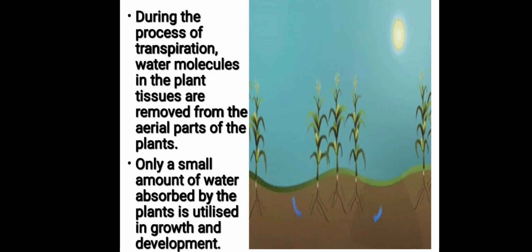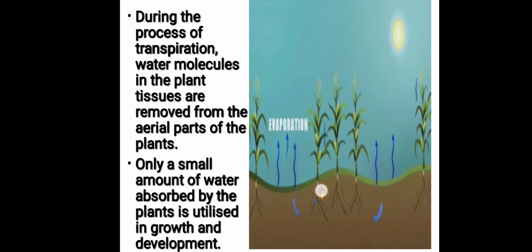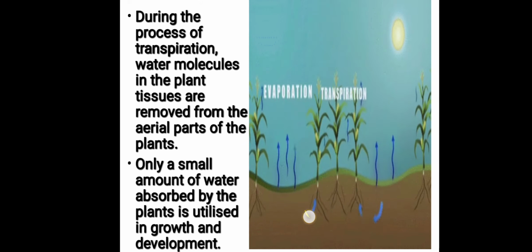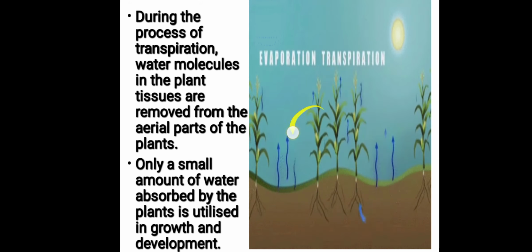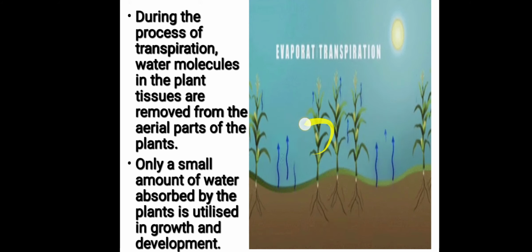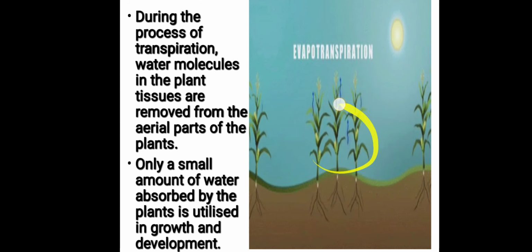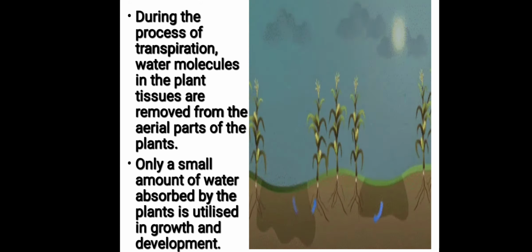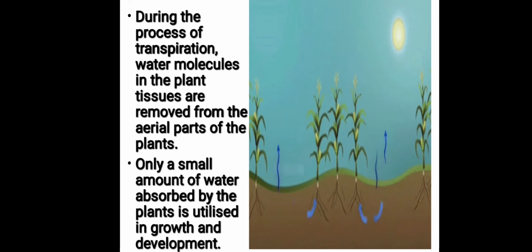During the process of transpiration, water molecules in the plants and tissues are removed from the aerial parts of the plant. Now, only a small amount of water is absorbed by the plants and is utilized for growth and development. Only a small amount of water.